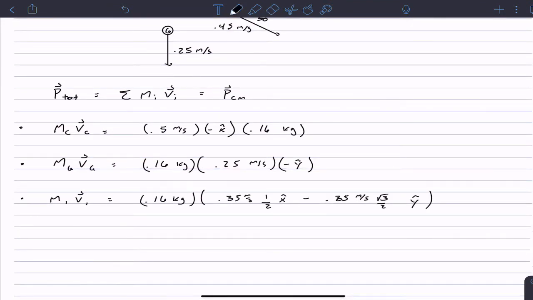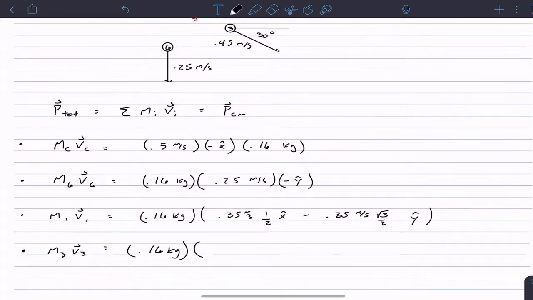Y hat direction. There we go. Like that. Okay, next one. M ball number 3, velocity 3, equals 0.16 kilograms times, what are we told? 0.45. Here, we'll just write this out. The magnitude is going to be the same. I don't need to write it out a bunch. So this is going to be in the positive x hat direction. Cosine 30 is actually going to be square root of 3 over 2, x hat direction. And then negative y direction, sine 30 is going to be 1/2.